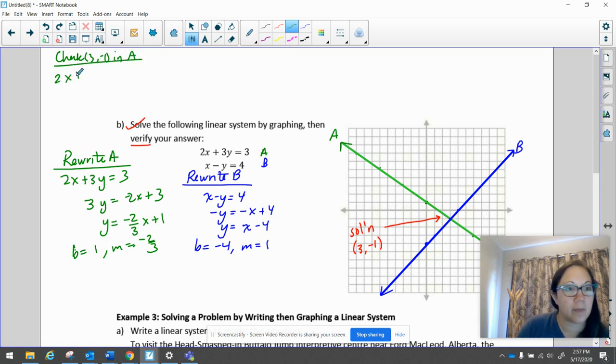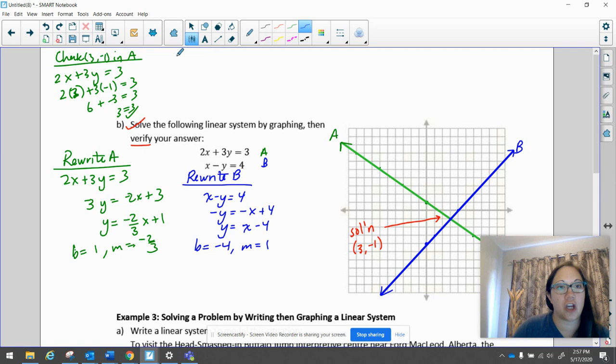So 2x + 3y = 3. So 2 times 3 plus 3 times -1 equals 3. So 6 plus -3 equals 3, or 6 minus 3 is 3, so it works out in A. Let's check (3, -1) in B. This is the simpler equation.